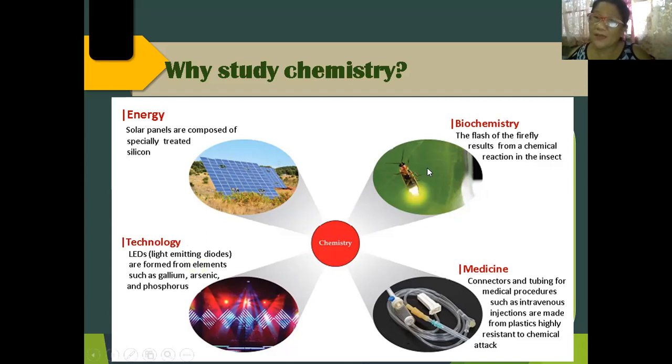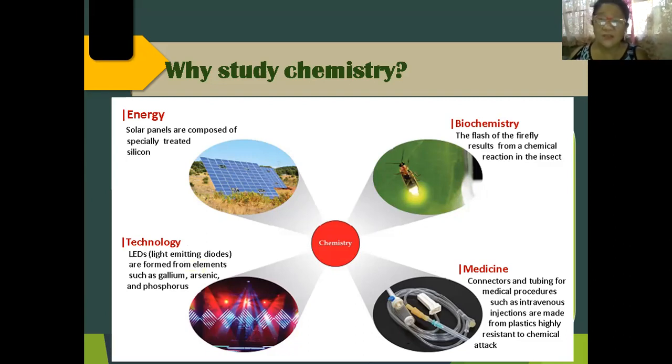This could also answer why fireflies emit beautiful light during the night. Because there is a chemical reaction in the insect. This has something to do with bioluminescence.